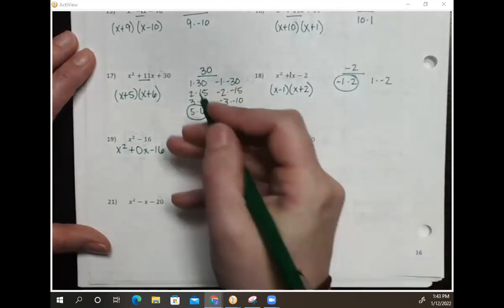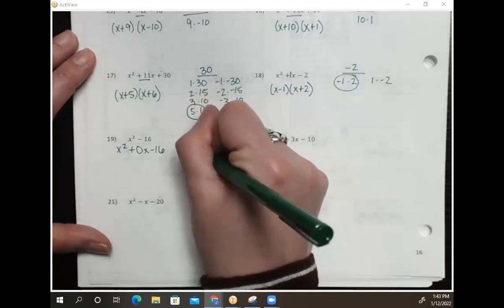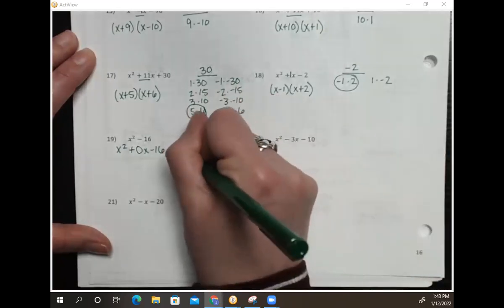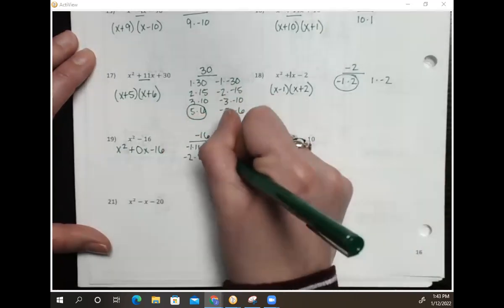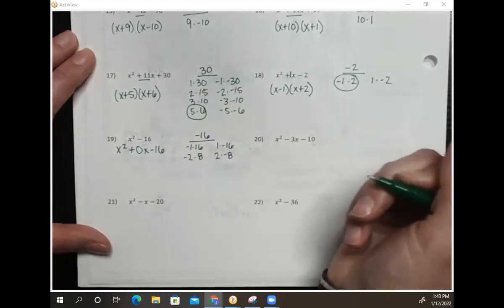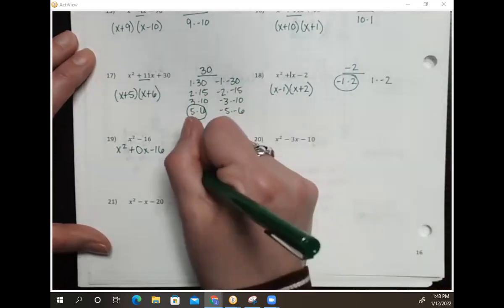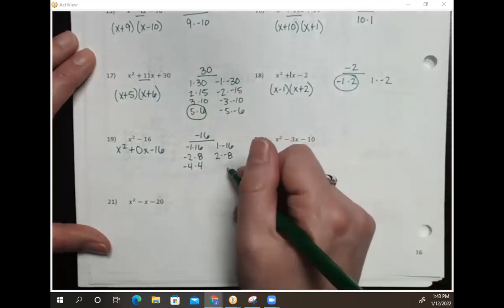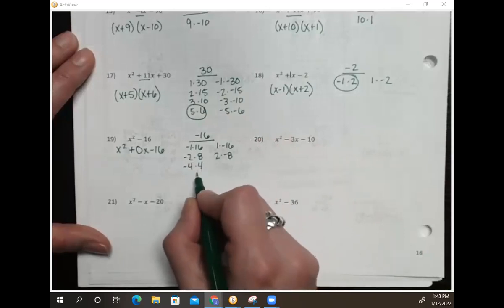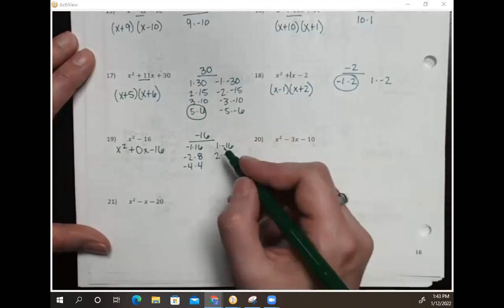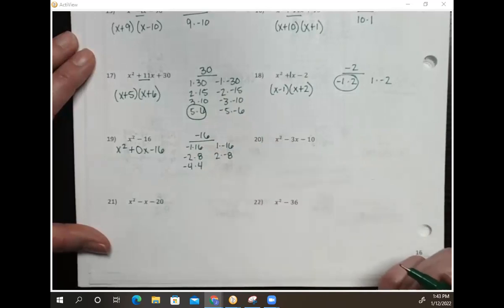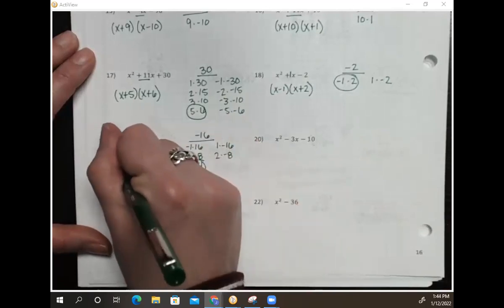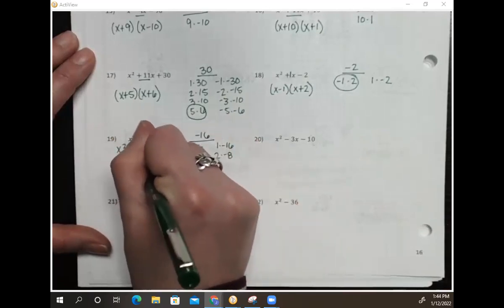I'm going to write out my factor list again. So this would be negative 1 times positive 16, or 1 times negative 16. Negative 2 times 8, or 2 times negative 8. 3 doesn't work. 4 works. Negative 4 times positive 4, or positive 4 times negative 4, but that's the same thing as what we already have here. So which of these would add to 0? Negative 4 and positive 4. So my factored form here would be x minus 4 times x plus 4.